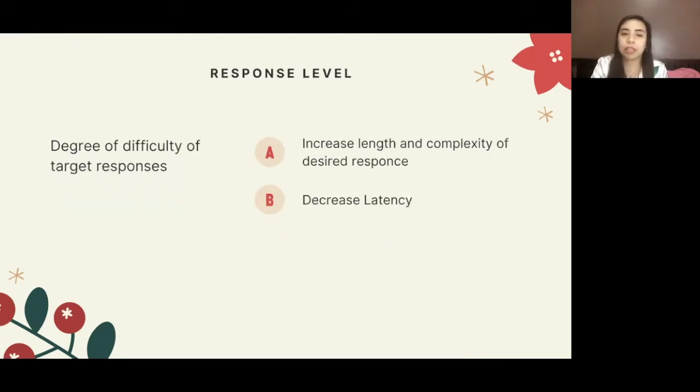Lastly is the response level. So this is the degree of difficulty of target responses. So increased length and complexity of desired response, meaning did you ask him or her to target it in isolation, or with a syllable, ka, or with a word, kite, or a carrier phrase, I see a kite, or with a phrase itself, kite flying, sentence, the kite is flying, or during a text.